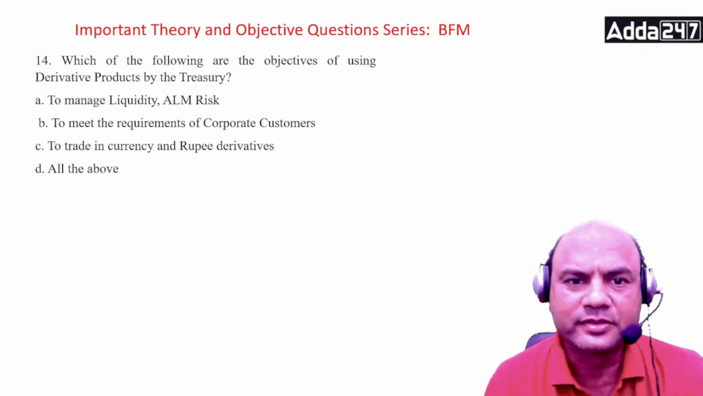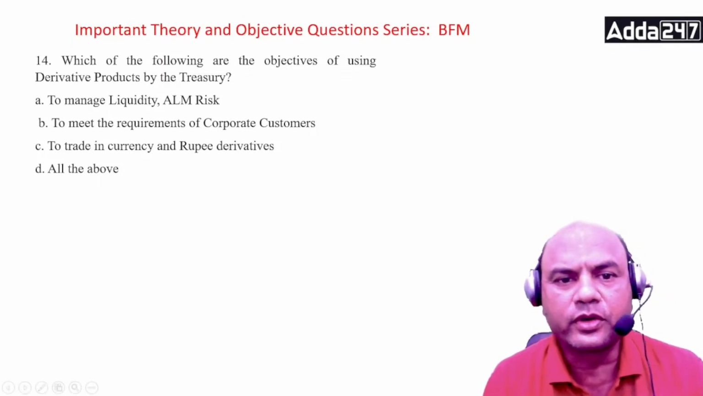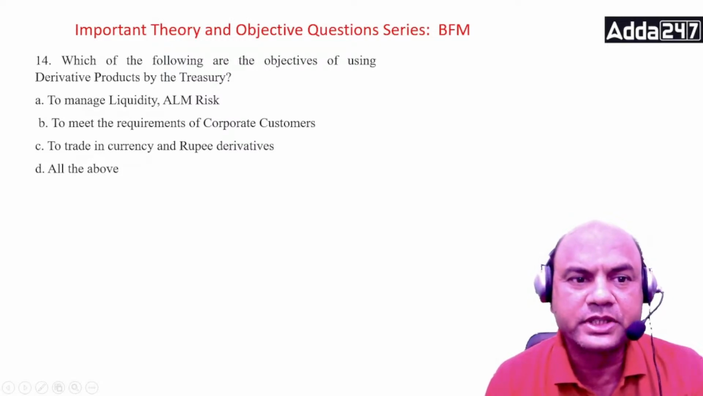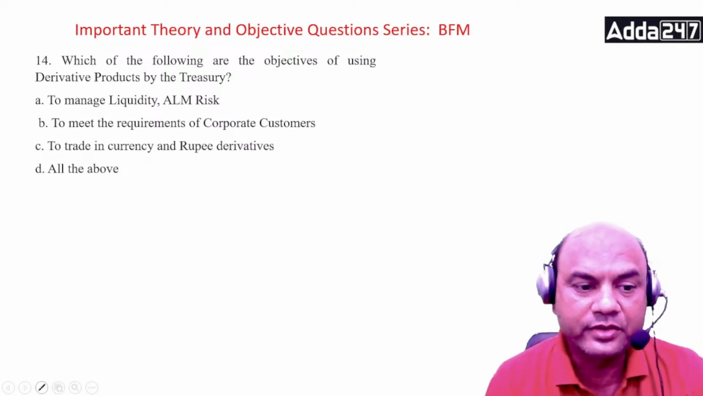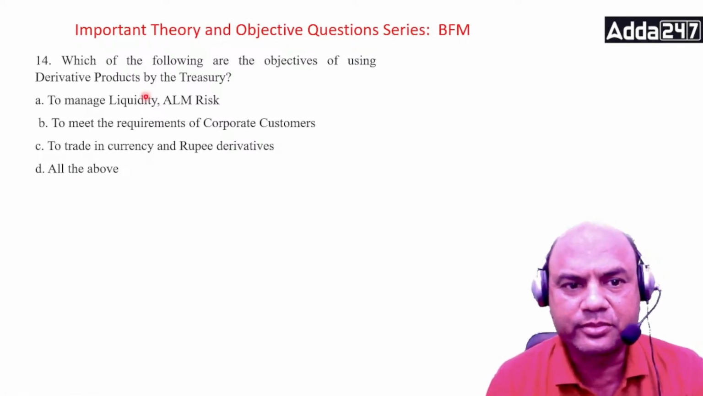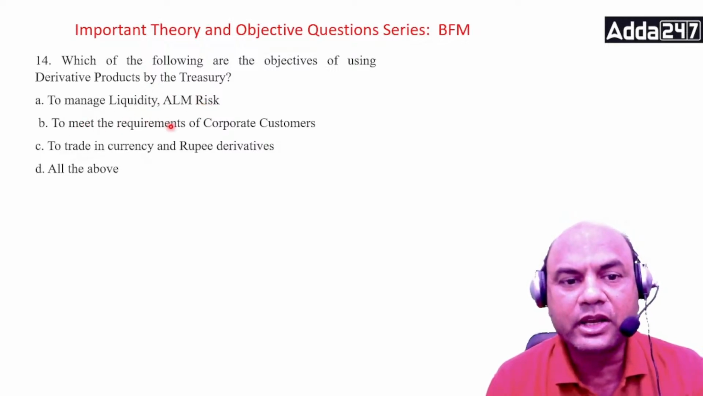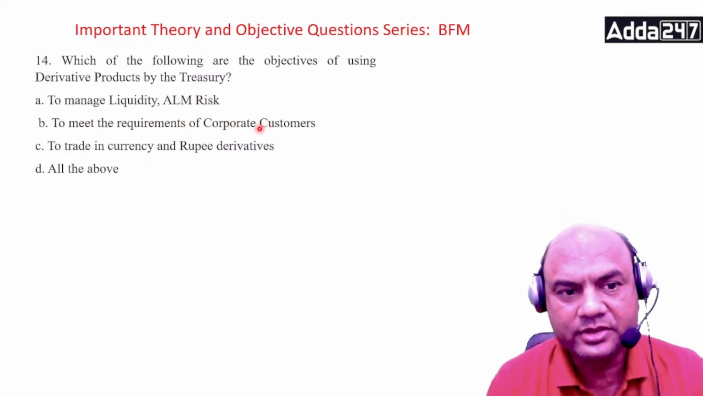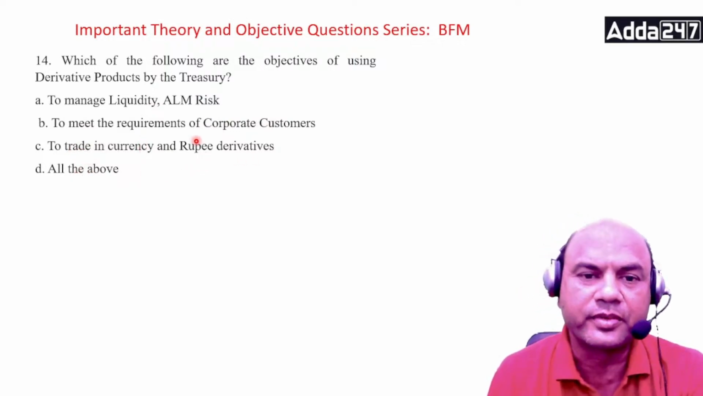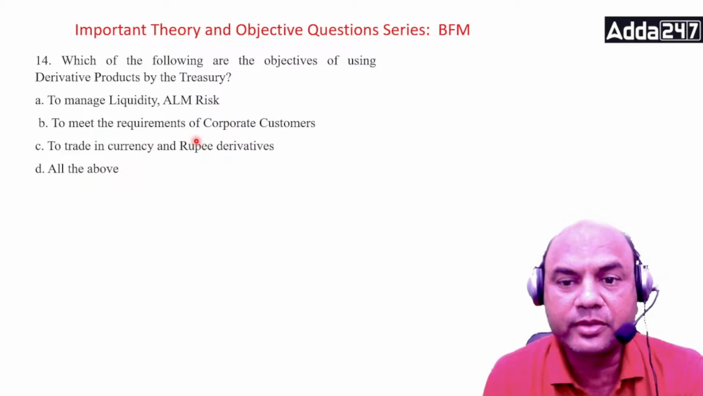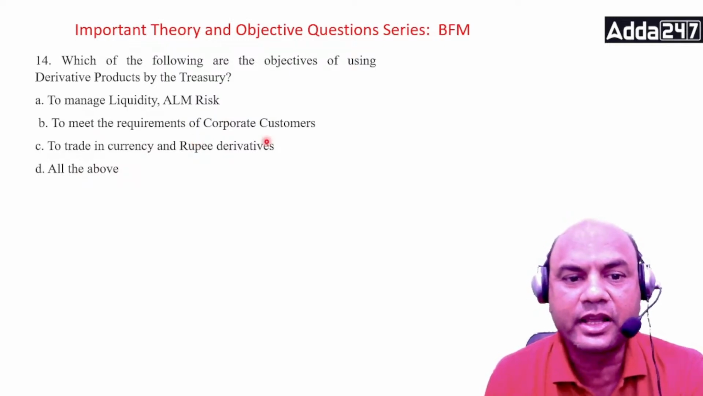First question. Which of the following are the objectives of using derivative products by the Treasury? To manage the liquidity ALM risk, to meet the requirements of the corporate customers, to trade in the currency and rupee derivatives, and all of the above. So which of them can be the objectives of trading in derivatives?